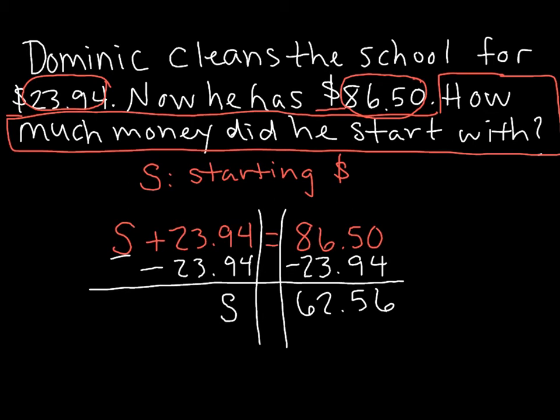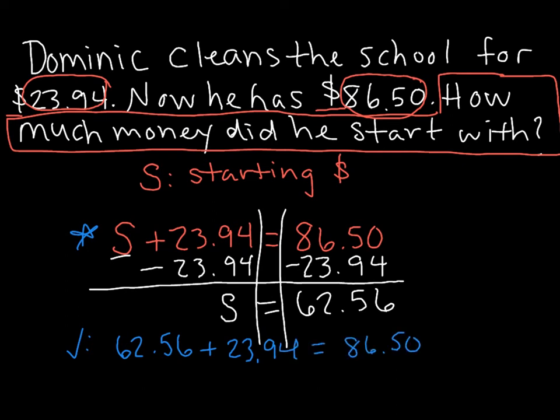But we have to check it. So we think he started off with $62.56. Down below we'll check. Rewriting our initial equation that we figured out from the word problem, 62.56 plus $23.94, his school cleaning money, and we need to see if that equals 86.50. So again, in my calculator, I'm typing this first part up to the equal sign, 62.56 plus 23.94, it equals 86.50. Yay, it worked. Our equation checked out.